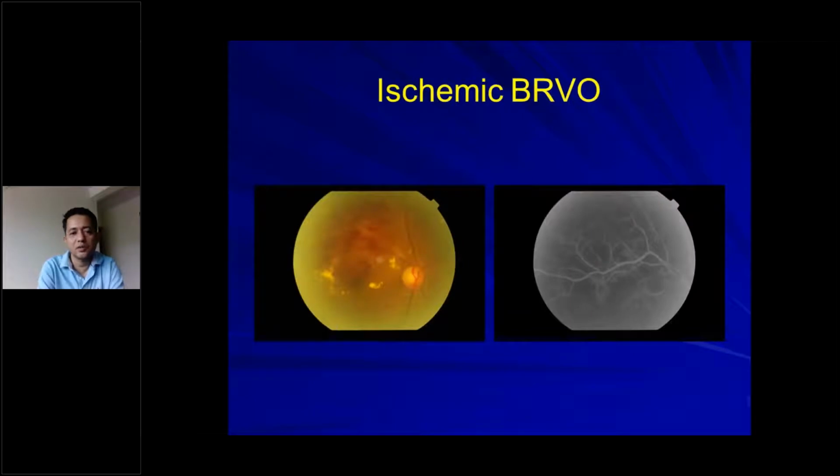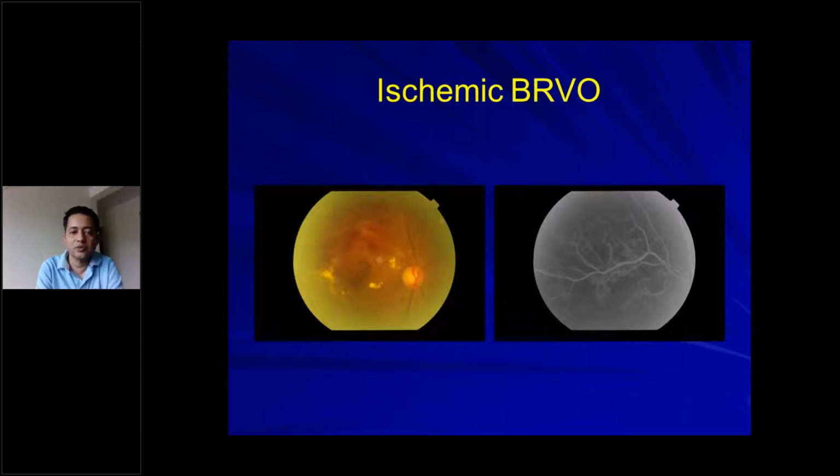This other patient is also a case of BRVO, but this patient has ischemic BRVO. You can see the fundus of the patient, lots of hemorrhages, some areas of hard exudates. When given FFA, you will see a large area of capillary dropout. So this capillary dropout area is something we can only analyze with the FFA, as we talked earlier.